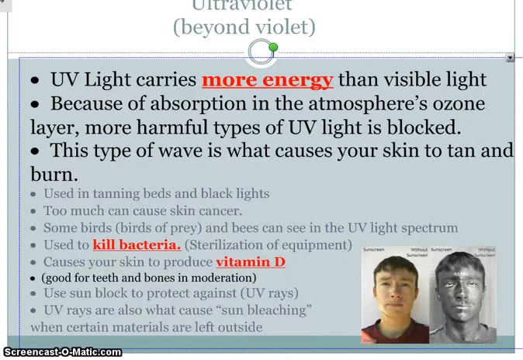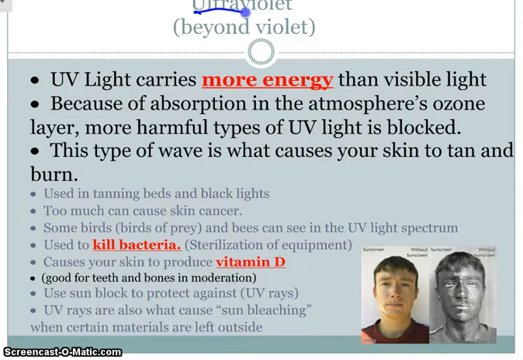Look into ultraviolet now. So we're moving beyond the visible light, and we call it ultraviolet. Think beyond violet, because violet was the last one in our visible light spectrum, right? So UV all of a sudden begins, we see a lot more energy here. So more energy than visible light. And because of absorption in the atmosphere's ozone layer, more harmful types of UV light are blocked.